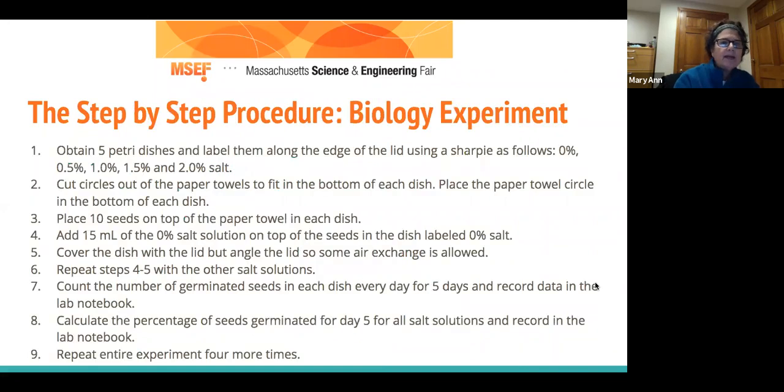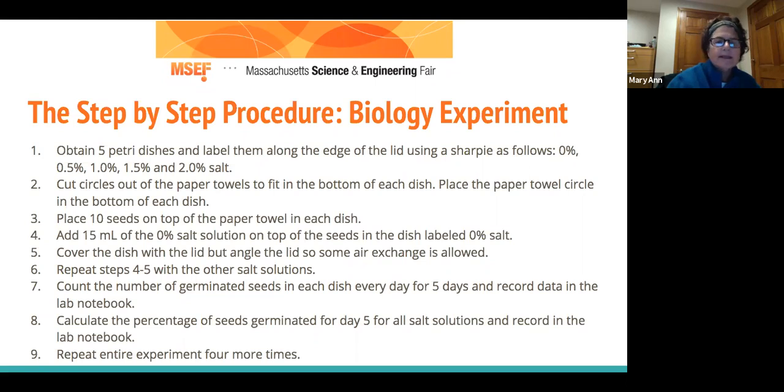And then this is a really quick procedure. You just place the 10 seeds in, add about 15 milliliters of the 0% salt solution on top of the seeds in the dish labeled 0% salt. Cover the dish with the lid, but angle it so that you let some air in, but you don't want your liquid to all evaporate. And then repeat steps 4 to 5 with the other salt solutions and count the number of germinated seeds in each dish every day. You could do it for 5 days and record data in the lab notebook.